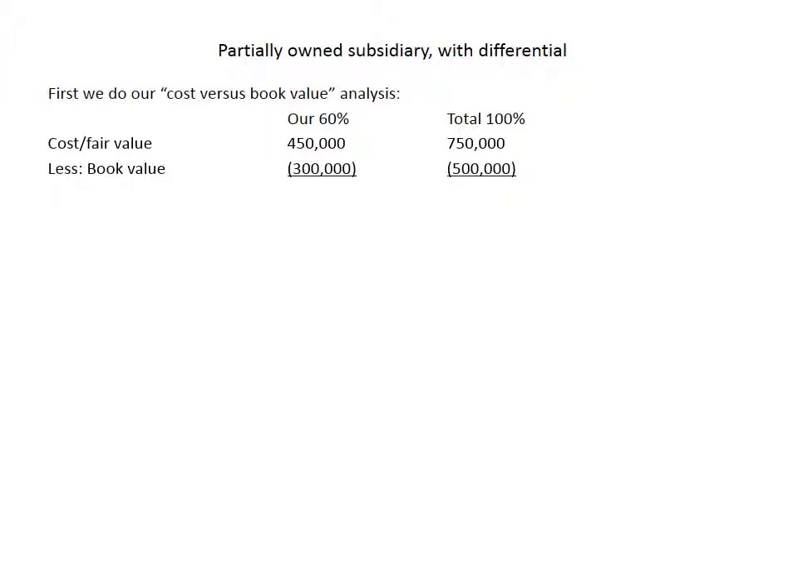We then subtract the book value, and again, the total book value is $500,000. Our share of that is $300,000. So the total differential is $250,000. Our share, 60% of that, is $150,000. And again, why does this differential exist? Why do we pay more than book value?